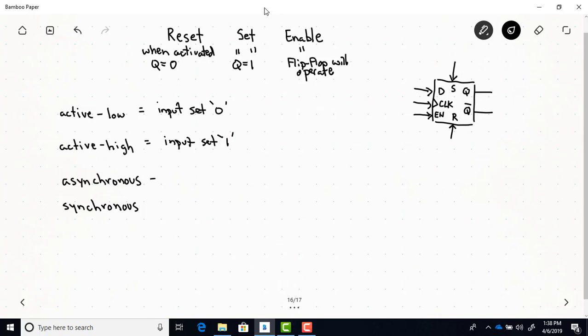A synchronous input does not depend on the clock. So if you have a synchronous input, like a synchronous reset, it doesn't matter whether the clock is on rising edge or falling edge or anywhere in between. If it's an asynchronous input, it will reset as long as it's got the appropriate 0 or 1 on its input. Synchronous does depend on the clock.